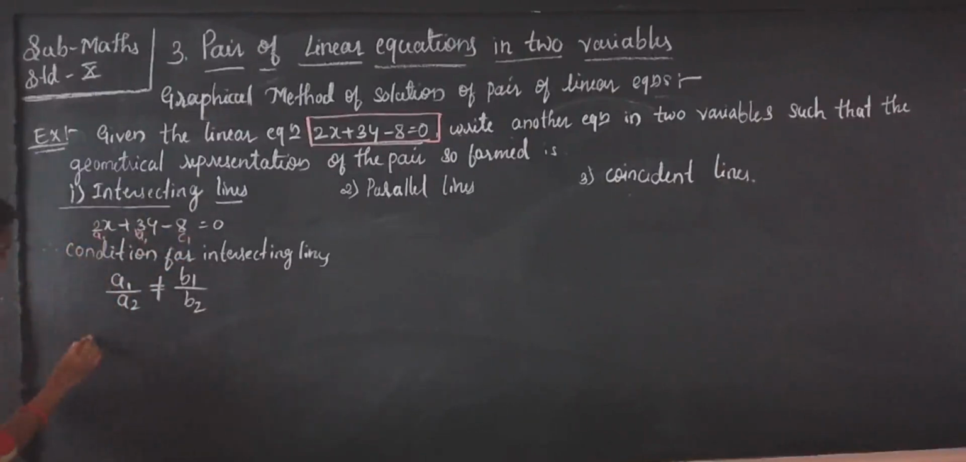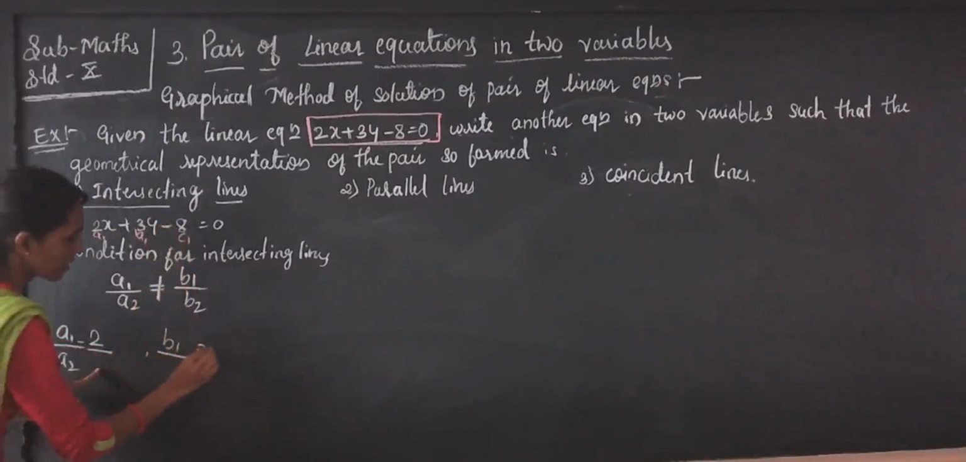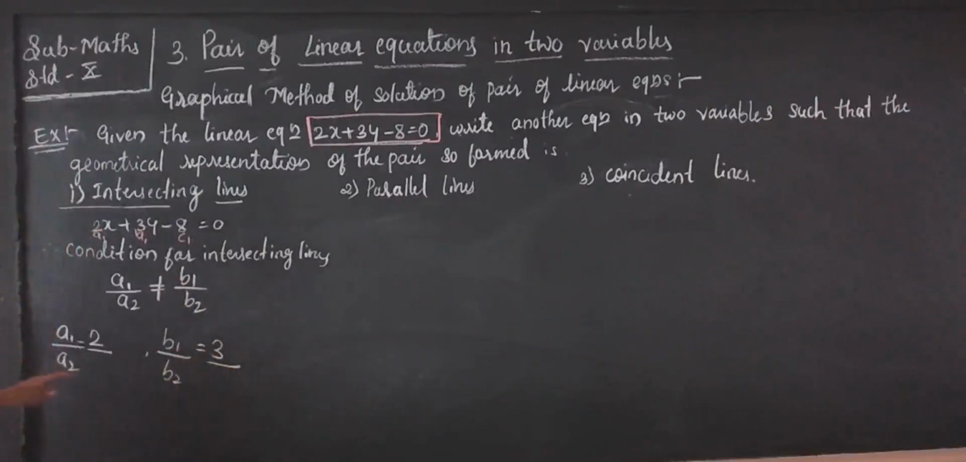So A1 is 2, A1 by A2, A1 as 2. A2 we will write afterwards, and B1 is already 3, so B2 we have to write. So what is that one? But what is the condition? Both do not have to become equal here. So what condition do we have to take? A1 by A2 you can take as 2 only here, but you have to take B2 as a different value here.